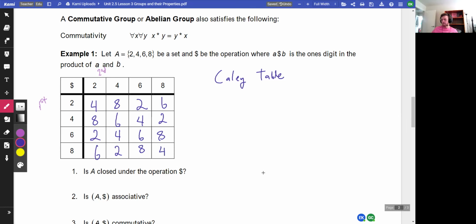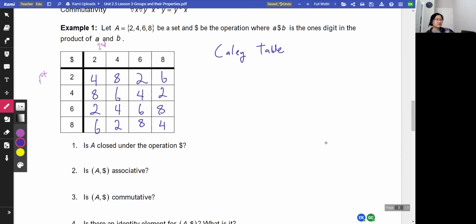All right, let's inspect this thing. Are we closed? I think so. Yeah, we're closed by sheer exhaustion of checking. We looked at every possibility. And we're closed. Sweet. I'm gonna write yes, not check. Yes. All right. Are we associative?